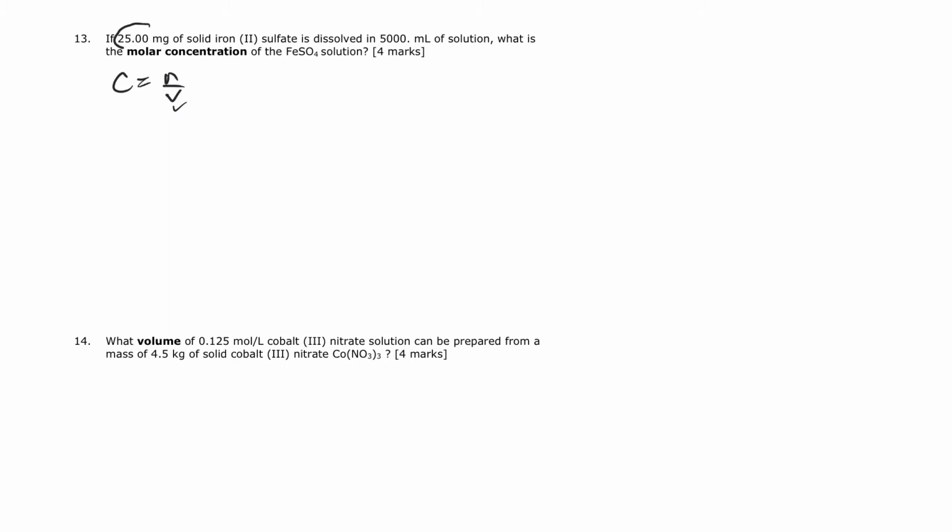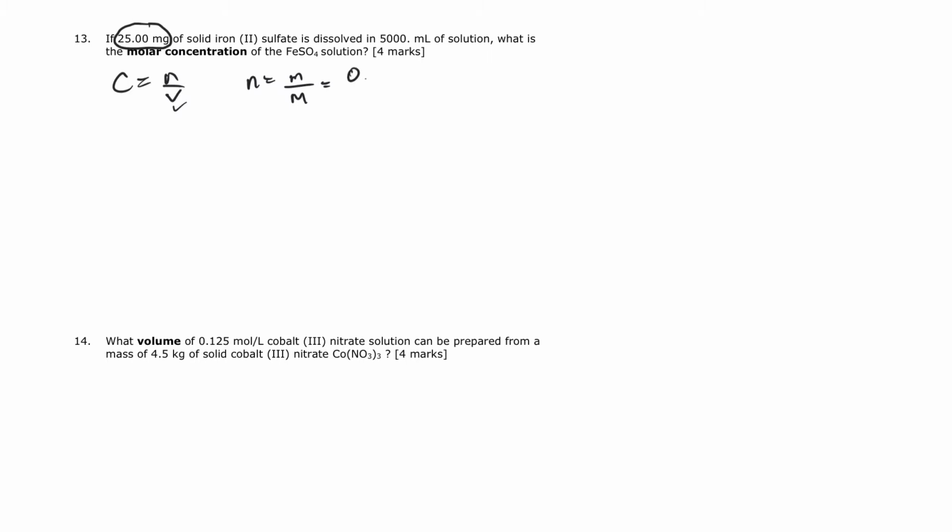But I have this amount of iron 2 sulfate, so I can figure out moles from that. So let's start. Moles are mass over molar mass. So the mass is 25 milligrams. Maybe I'll change the milligrams just to grams.